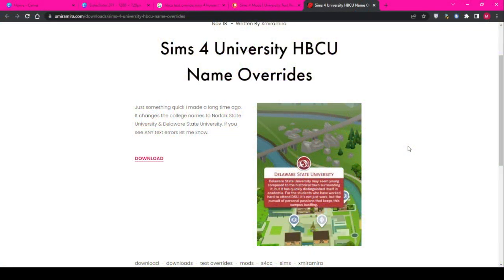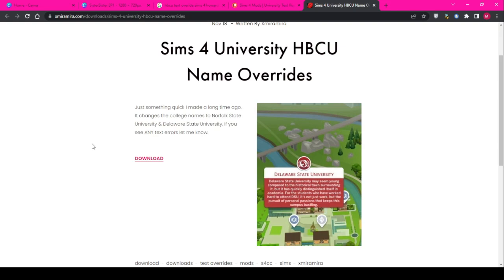Alright guys, so this is the first override that I'm going to be showing you guys. I personally don't have this one in my game at the moment, but I have used it before, and I do really like that she mentioned some HBCUs that may not be as commonly known as some of the bigger ones or just the more household name.